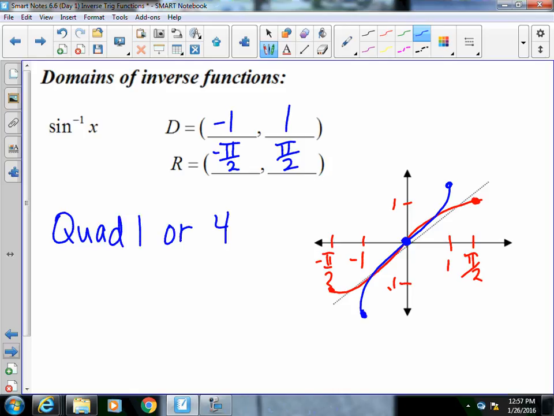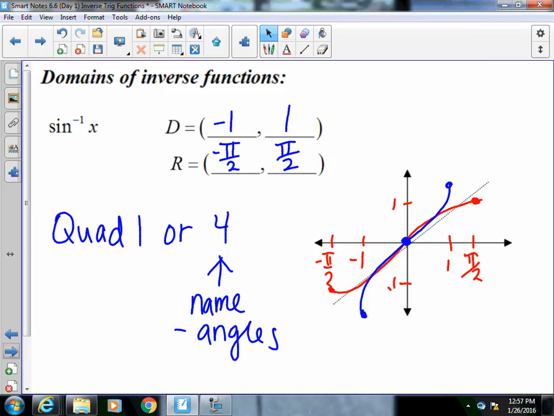Your positive values are going to give you one in quadrant 1. Your negative values are going to give you one in quadrant 4. But remember, you must name negative angles if you're in quadrant 4, because from 0 to negative pi over 2 is quadrant 4, but those are negative angles. If you have questions on that, make sure you ask me about it tomorrow.